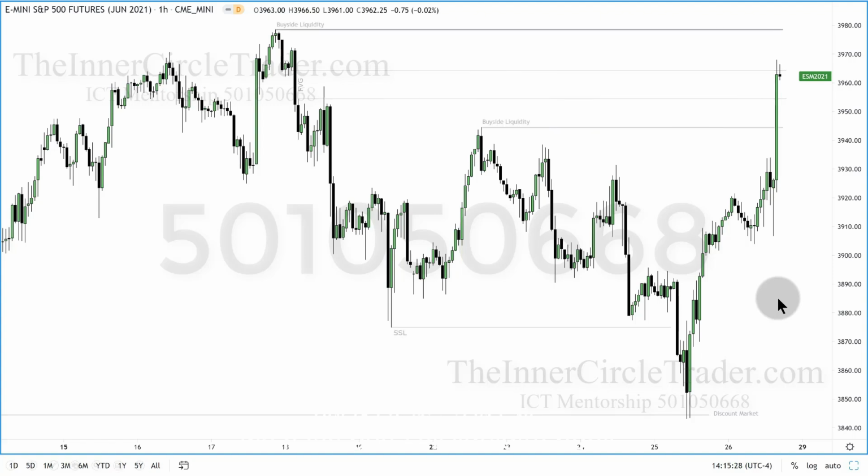Also, we have buy side liquidity pools, relative equal highs, and then the old high back here. So we've already mapped out the premium arrays that the market could be potentially reaching to once it trades here.